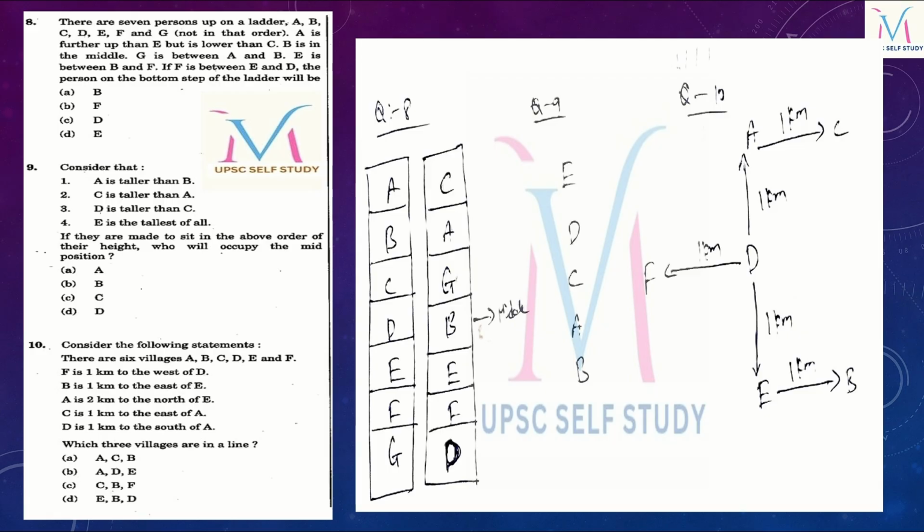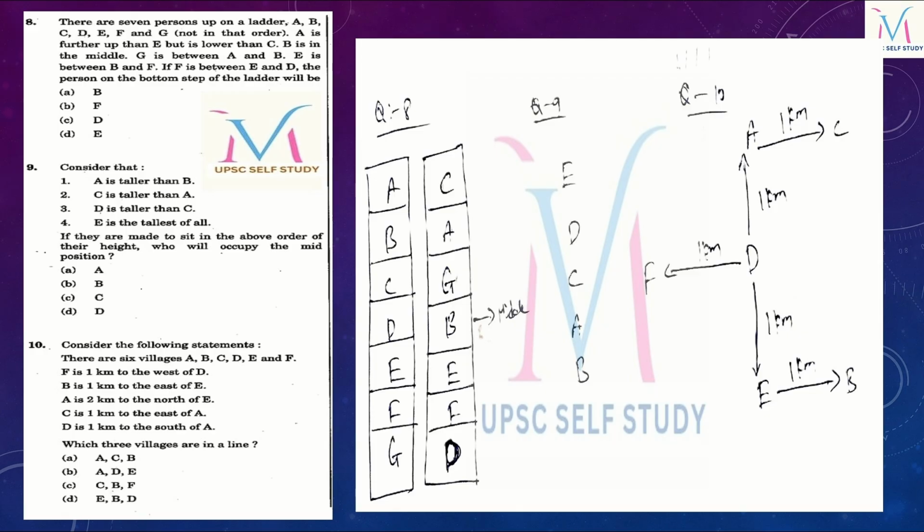And come to question number 10. Question number 10. Consider the following statements. There are 6 villages A, B, C, D, E and F. F is 1 kilometer to the west of D.